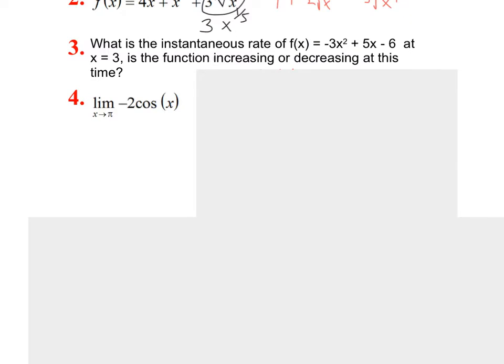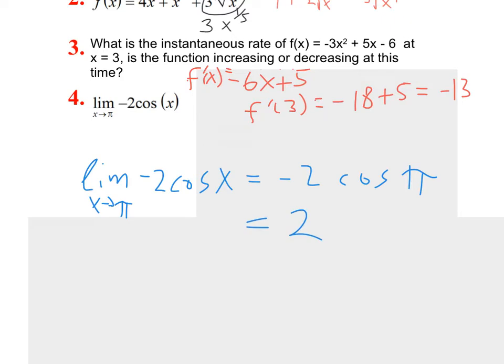What is the instantaneous rate of change at x equals 3? So first take the derivative. The instantaneous rate of change will be -13. And is the function increasing or decreasing? Decreasing, since the derivative is negative.